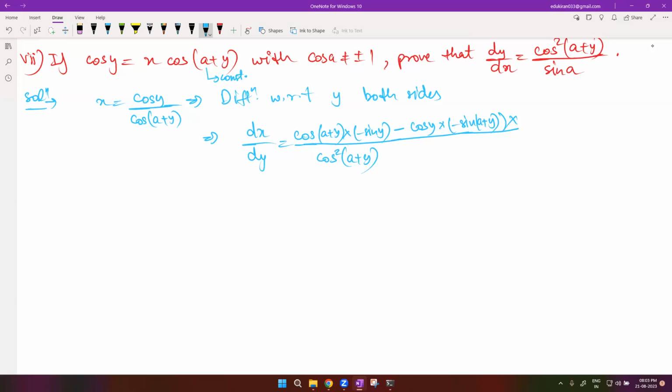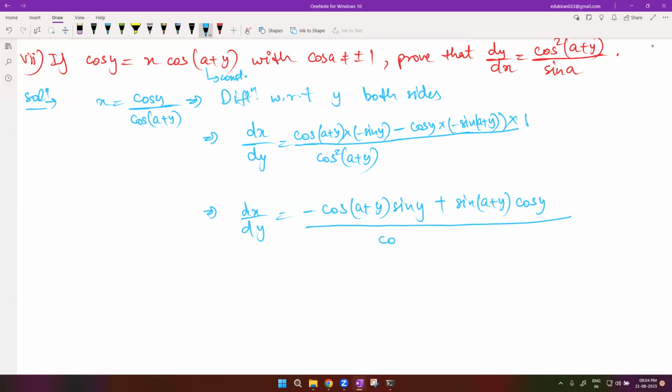So differentiation of a plus y. Differentiation of a would be 0 and y would be 1. Right. So this will be the whole formula. So this will become dy by dx, sorry, dx by dy is equal to minus times cos of a plus y into sine y, plus sine of a plus y cos y, and this is your cos square a plus y.